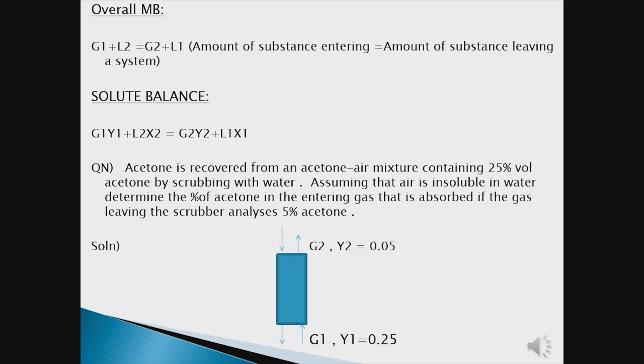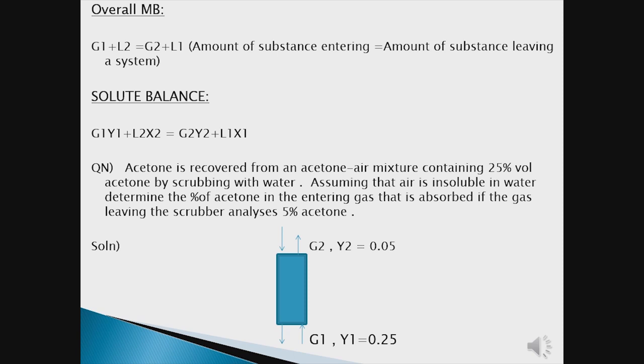So they both are leaving the system, and G1 is the flow rate of the entering gas, and L2 is the flow rate of the entering solvent. So they are both entering the system. So the amount of substance entering is equal to the amount of substance leaving a system. Now coming to the solute balance, G1Y1 plus L2X2 is equal to G2Y2 plus L1X1. We know what kind of solute balance it is.